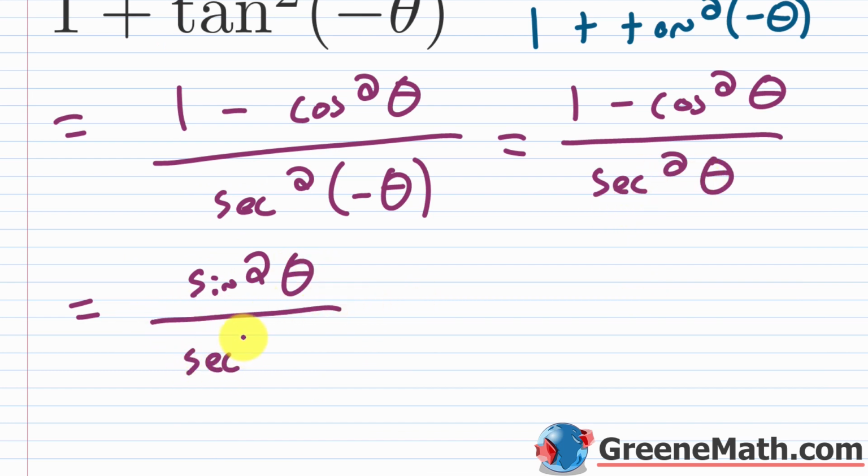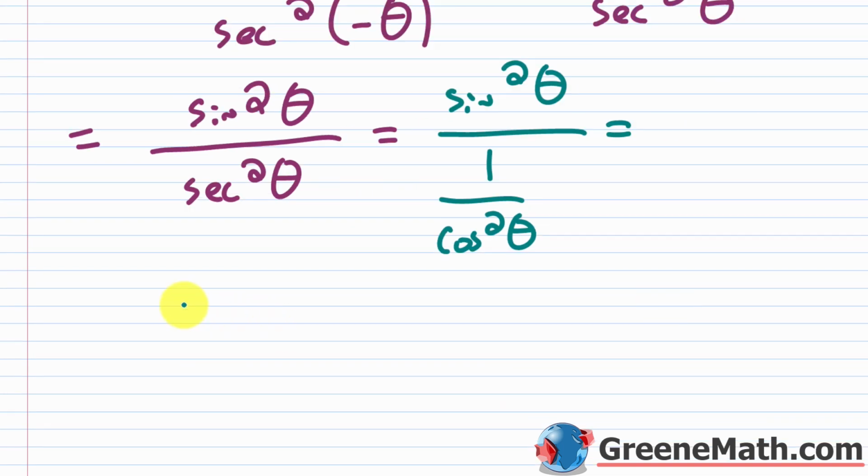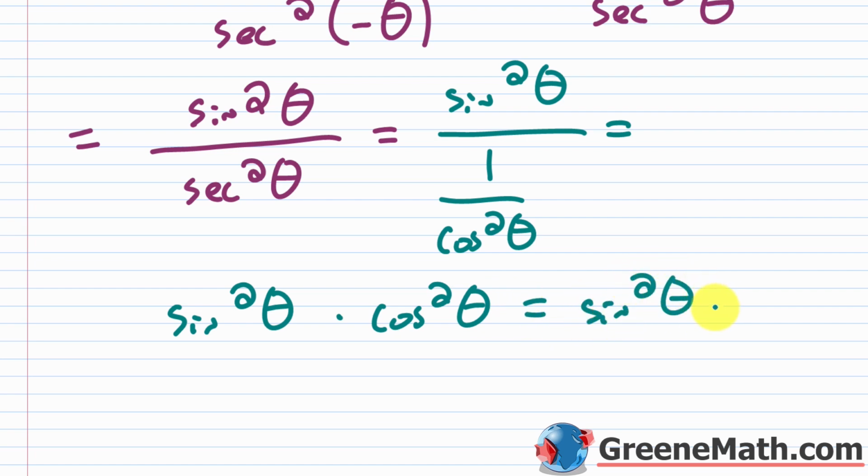So secant squared theta. Now, what I'll do here is write secant squared theta as 1 over cosine squared theta. So we'll say that this is sine squared theta over 1 over cosine squared theta. So what is this going to give me? Well, I'll have my sine squared theta times the reciprocal of this. So this is going to be cosine squared theta like this. And so I'll just write this as sine squared theta and then cosine squared theta to finish it up.